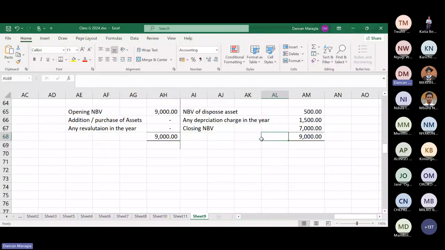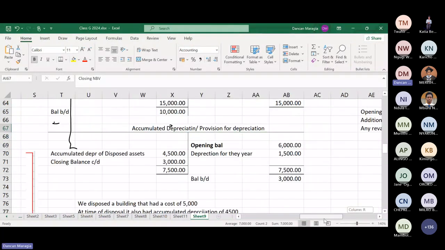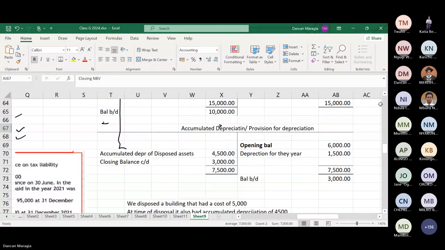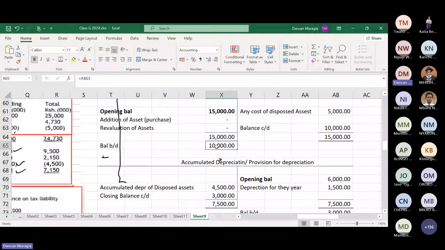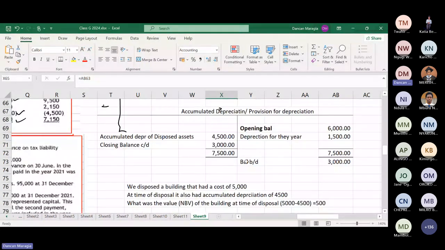So this is now what you should get again if you do the closing cost and closing accumulated depreciation. Closing cost was 10,000, correct? This one. Yes. The closing provision for depreciation was how much? 3,000 or 3 million. So what was the closing net book value of buildings in total? 7 million.